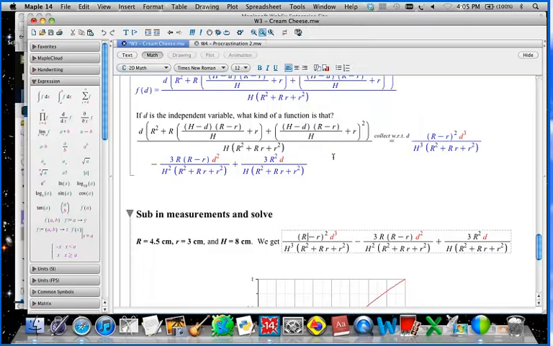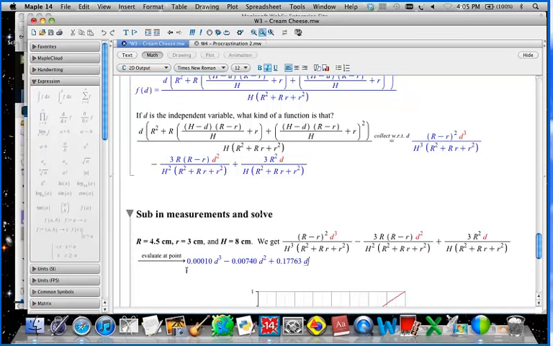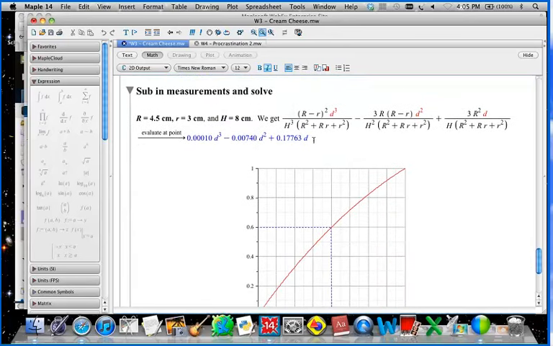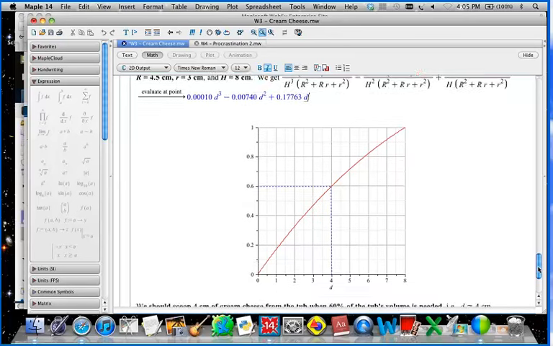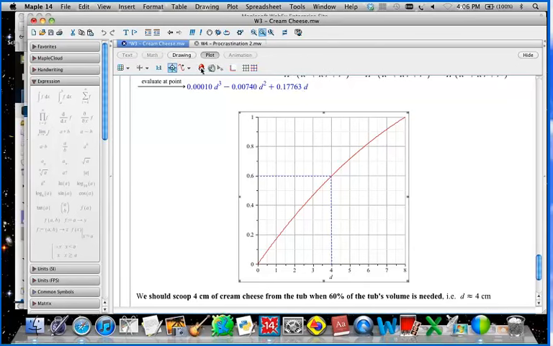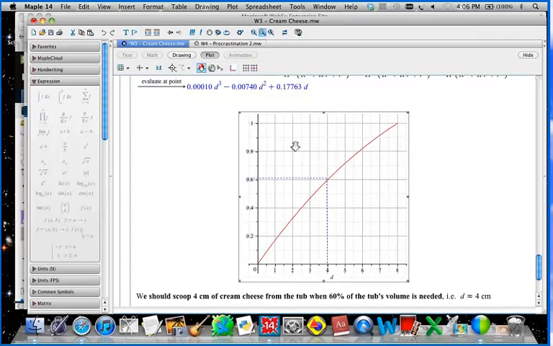Let's evaluate at a point. We're going to let H be 8. Big R is 4.5. Little d, we don't know. Little r is 3. And lo and behold, take a look at that. There we have a cubic function. This is what students are more used to seeing. Now normally we give them integer coefficients, but this shouldn't scare them too badly. And when we graph this, we get this. It looks kind of cubic if we were to blow that out a little bit. Oh, I didn't graph beyond 8. That's okay.